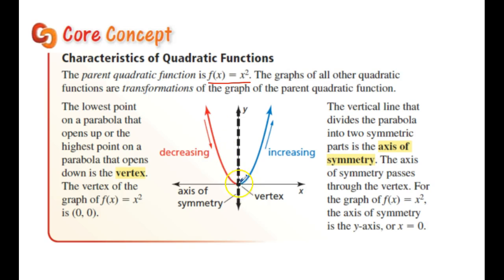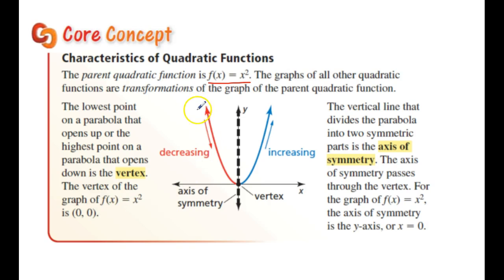So you'll see that the lowest point, the point where it changes direction, is called the vertex. So you'll see in my parent function, my vertex is going to be at 0, 0. This also makes the axis or the line of symmetry. You'll see that if I was to fold my graph along this dark dotted line, my graph would lay over top of each other. So it's an axis of symmetry. It also goes through the vertex.